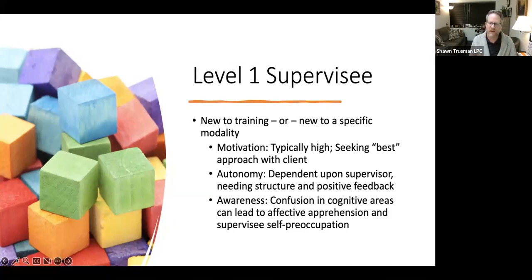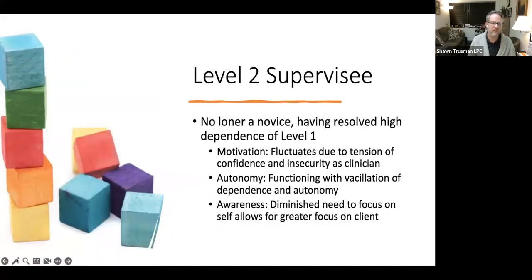So then there is the level 2 supervisee. Now, level 2 supervisee is no longer, ooh, look at that, there's a typo there, no longer a novice. They're no longer a novice. They've resolved a lot of the high dependence of a level 1 supervisee. Now, they're going to continue to benefit from those pats on the back, the facilitative interventions. There shouldn't be a lot, though, of the prescriptive interventions because they're growing, right?